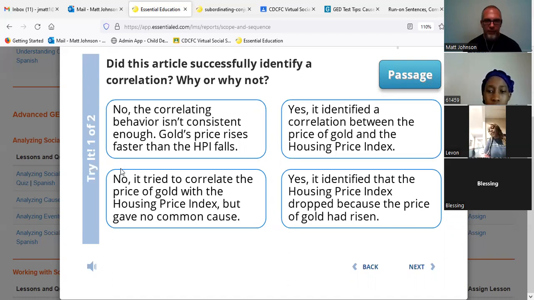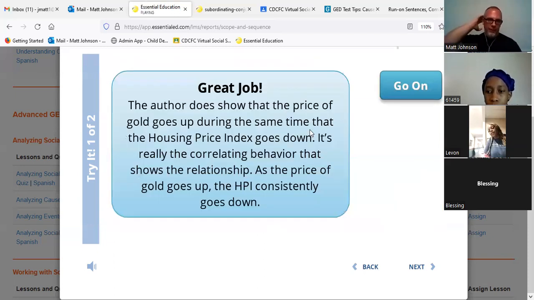Yeah, it's B. B identified a correlation between the price of gold. So there's certainly a correlation. Great job. The author does show that the price of gold goes up during the same time that the housing price index goes down. It's really the correlating behavior that shows the relationship. As the price of gold goes up, the HPI consistently goes down. Yeah, so correlation. But what else might that mean?